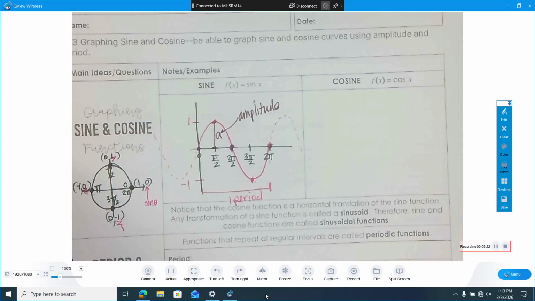The amplitude is how tall that wave gets, okay? And that amplitude can change based on numbers that we add to our basic function here, okay?